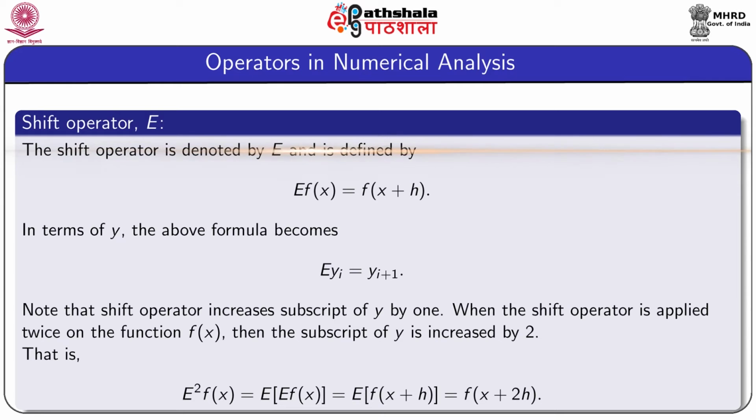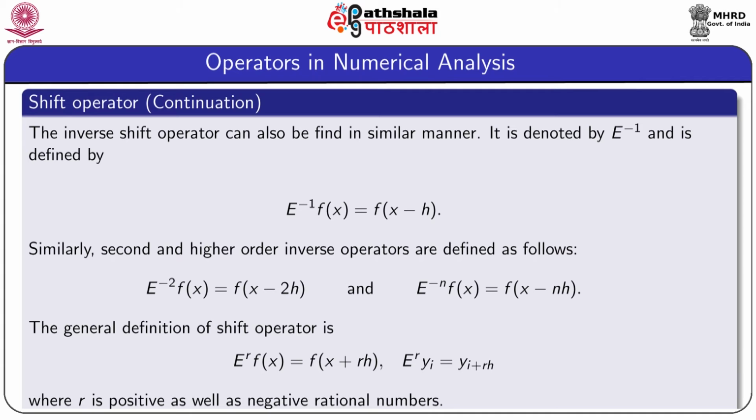That is why it is called the shift operator. When the shift operator is applied twice on a function, it increases the subscript of y by 2 units. That means E squared f x equals E of E f x, and after simplification this becomes f of x plus 2h. In general, we can write E to the power n of f x equals f of x plus n h.